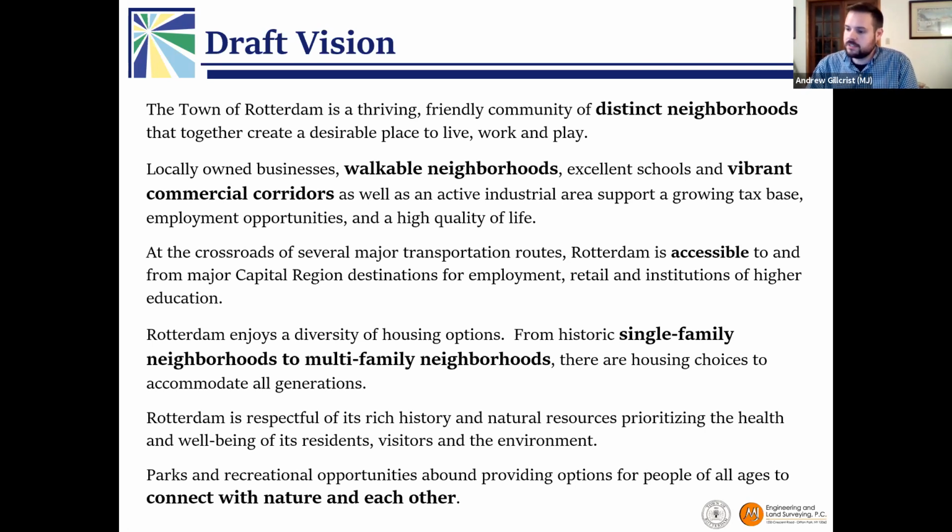Rotterdam is respectful of its rich history and natural resources, prioritizing the health and well-being of its residents, visitors, and the environment. Parks and recreational opportunities abound, providing options for people of all ages to connect with nature and each other.